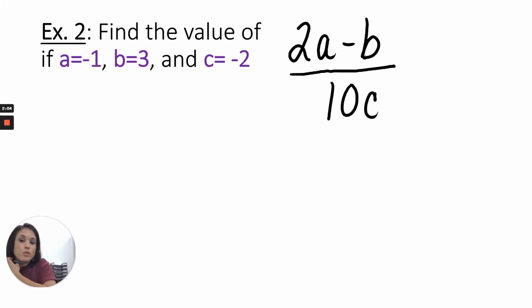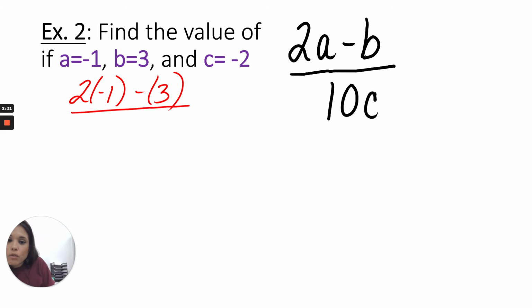My next example, example 2, find the value of 2 times a minus b over 10 times c when a equals negative 1, b equals 3, and c equals negative 2. So let's fill in these variables with their number values. 2 times a, which is negative 1, minus b, which is 3, over 10 times c, which has a value of negative 2. So I first am going to multiply 2 times negative 1. This is negative 2 minus 3.